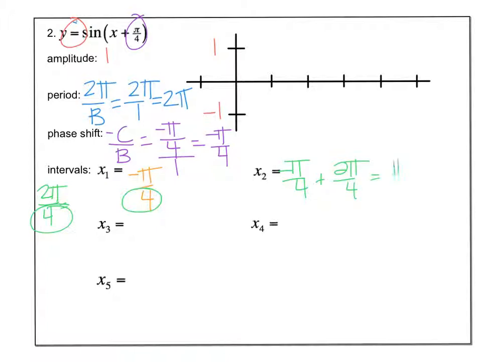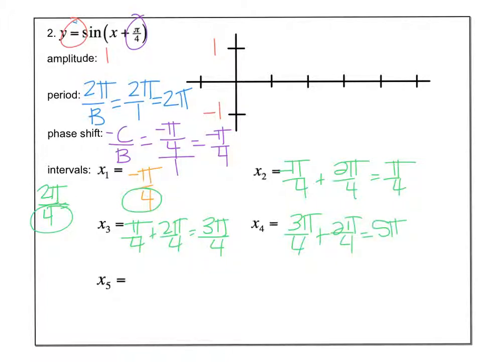So we're going to get, if we add 2 pi over 4 onto negative pi over 4, you get pi over 4. And then we're going to do that answer plus 2 pi over 4. We get 3 pi over 4. We're going to take 3 pi over 4 and add 2 pi over 4 to it. You get 5 pi over 4, and then take 5 pi over 4 and add 2 pi over 4 to it, and you get 7 pi over 4.